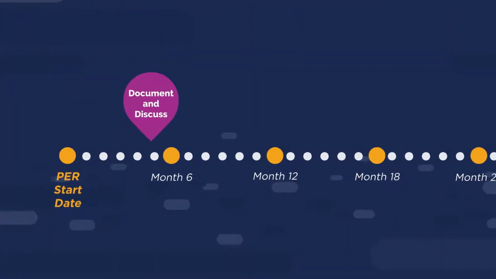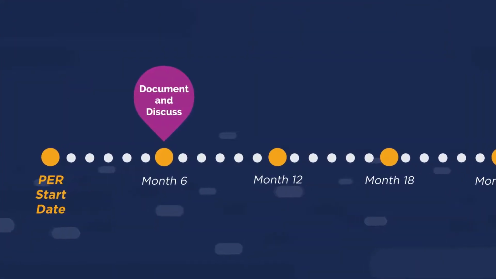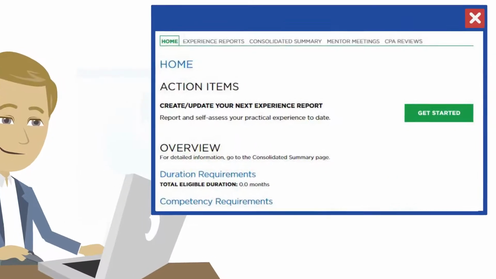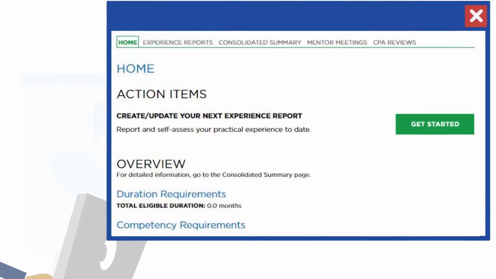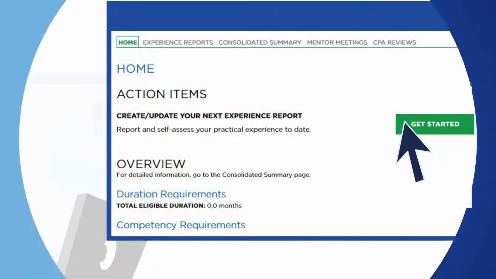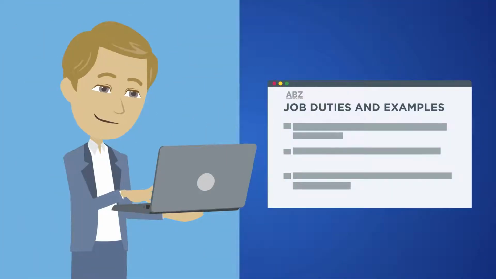It has been 6 months since Jason's PER start date. According to his next experience report date, he is now ready to document his work experience in PERT. Jason has been tracking his job duties for the past 6 months and reviews the examples he has completed.